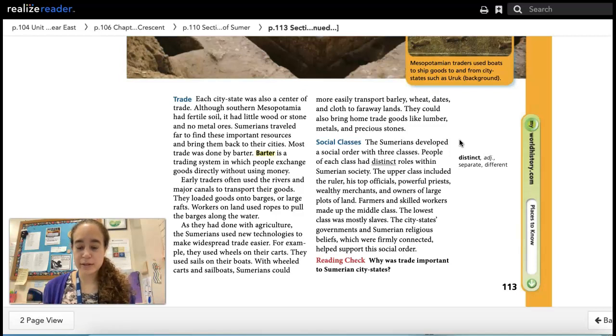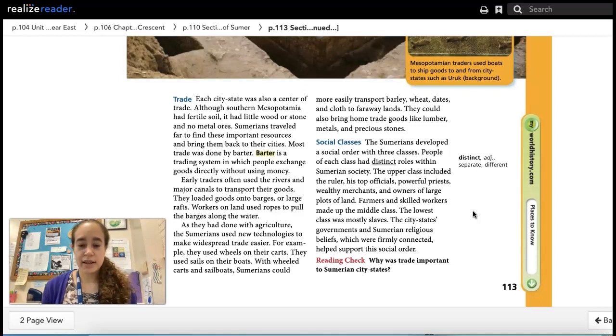Towards the middle, we've got the people who are the traders, the people who farm, the craftsmen, the artisans, and then the lowest class in the Sumerian system was made up of mostly slaves. So people who worked for the other people in the social class, right? Maybe the rulers or the priests had servants and slaves. Those would be the lowest class in this social order.